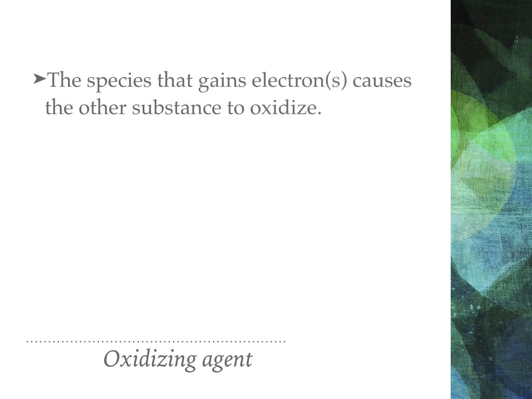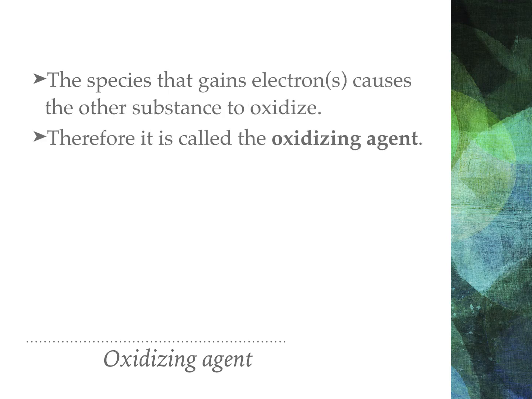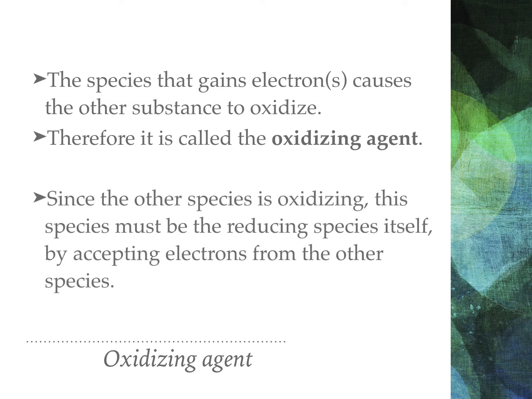The species that gains electrons causes the other substance to oxidize. Therefore, we call it the oxidizing agent. Since the other species is oxidizing, this species must be the reducing species itself, and it accepts electrons from the other species.